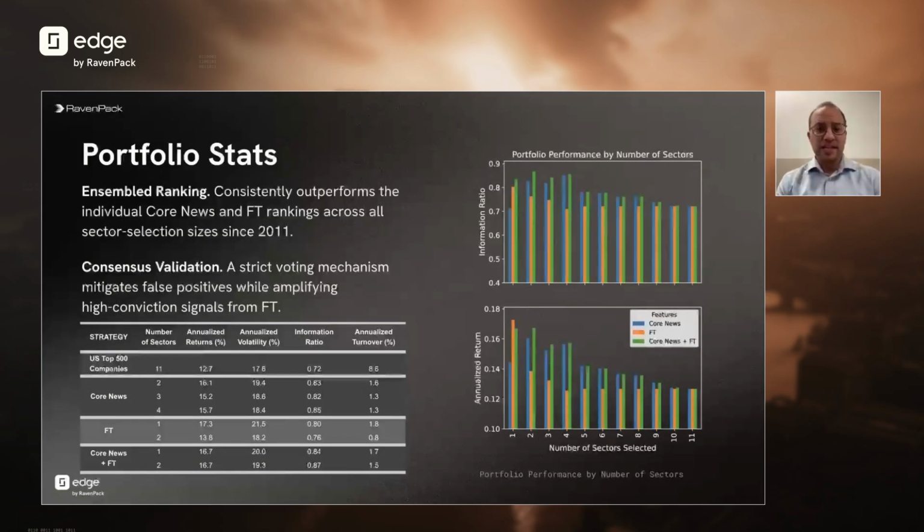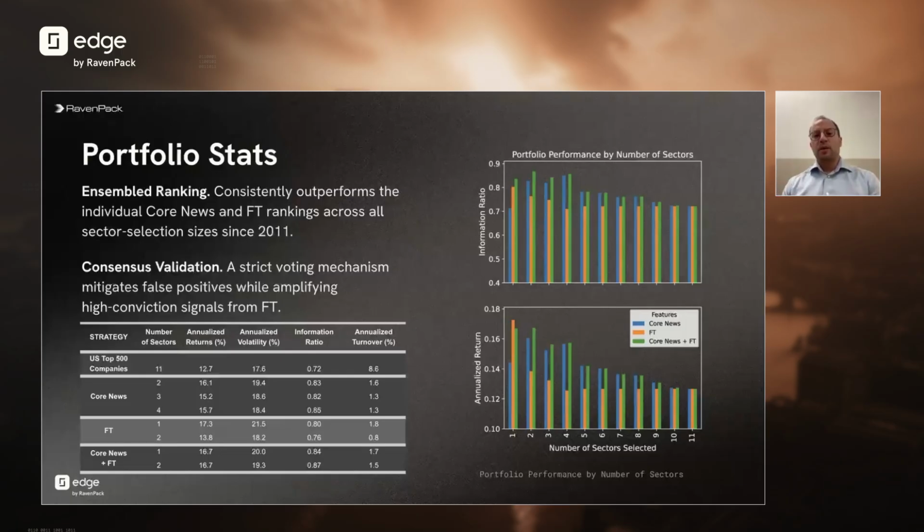So if we start here looking at the right-hand side and looking at the annualized returns, it's very clear that the greatest return you get when you select very, very targeted sectors with the Financial Times, which is represented here in the orange colored bars. But we also see that it decays relatively quickly.